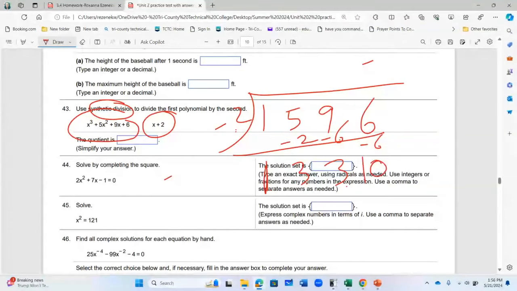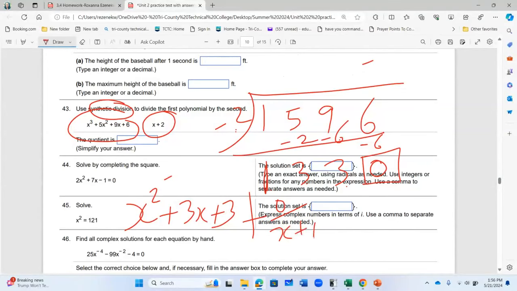So the remainder here is 0. Therefore, negative 2 is a solution, and x plus 2 is a factor. Now I can write the quotient. Because I divided a cubic by a linear, the quotient has to be x squared plus 3x plus 3, plus the remainder over the divisor. There is no remainder. So I have finished dividing, and this is the quotient.